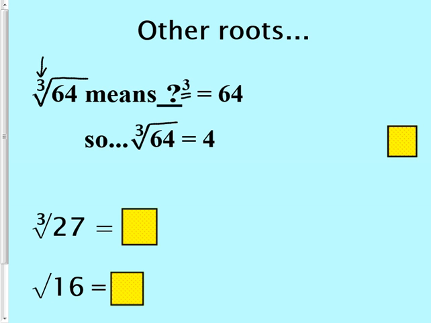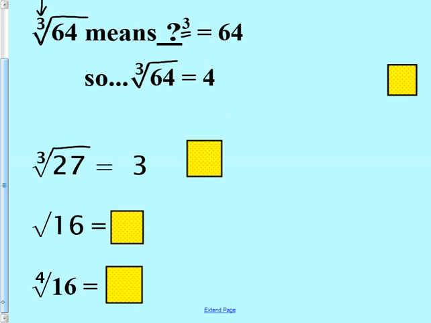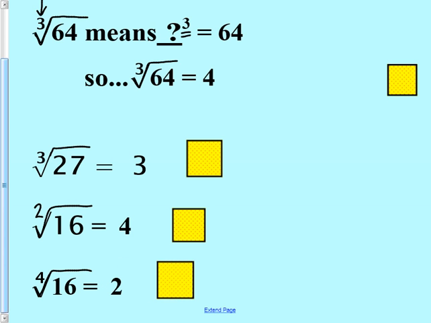The cubic root of 27 is going to be 3. 3 times 3 times 3 is 27. The square root of 16, now I could put a 2 here, but generally you don't see it written like that. It's just understood that if it's a root symbol with no number there, you're looking for the square root. What number to the second power? The square root of 16 is 4. And interestingly enough, 16 is also a number where we can find the fourth root. The fourth root of 16 is 2, because 2 times 2 times 2 times 2 is 16.